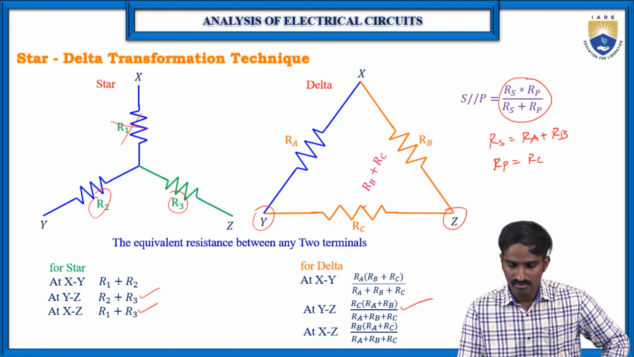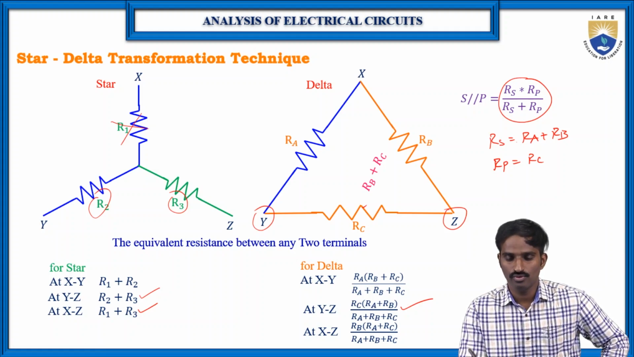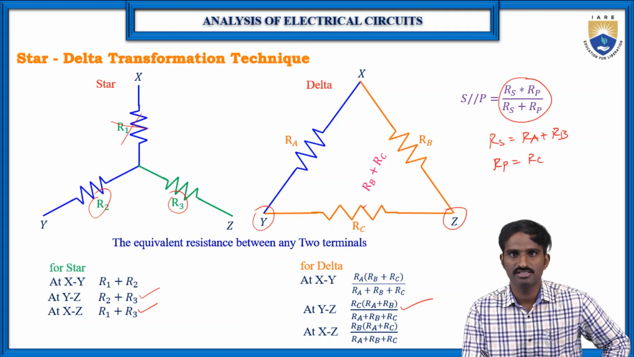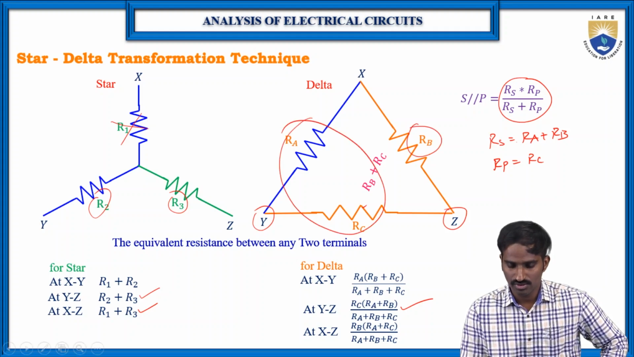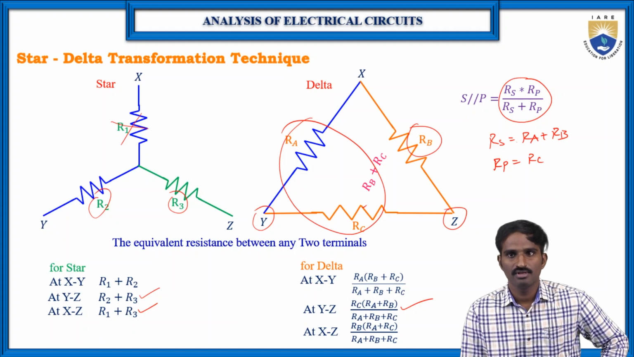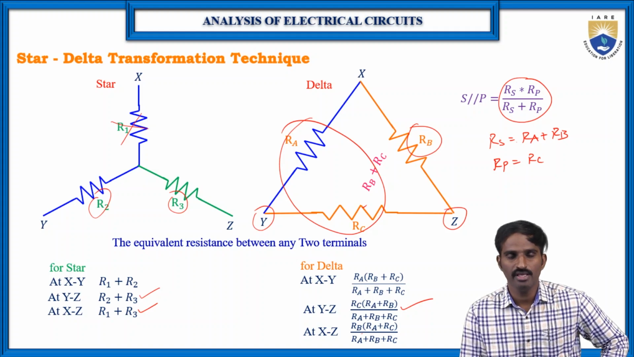In a similar way, between X and Z also, RA and RC are in series and this combination is in parallel with RB, so the equivalent resistance between the X and Y terminals is RB into RA plus RC by RA plus RB plus RC.